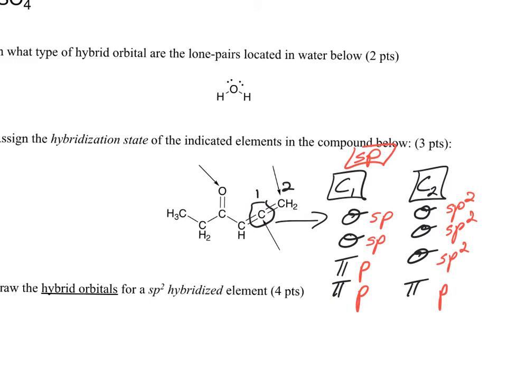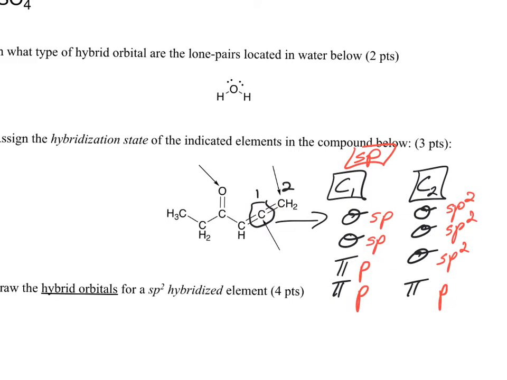C1 and C2 are bonded to each other, correct? What bonds do C1 and C2 have with each other? They have a sigma bond and a pi bond. Which hybrid orbitals are making the pi bond? P orbitals. It's only p, right? So these two must be making a pi bond, using that 1 p orbital here for that.